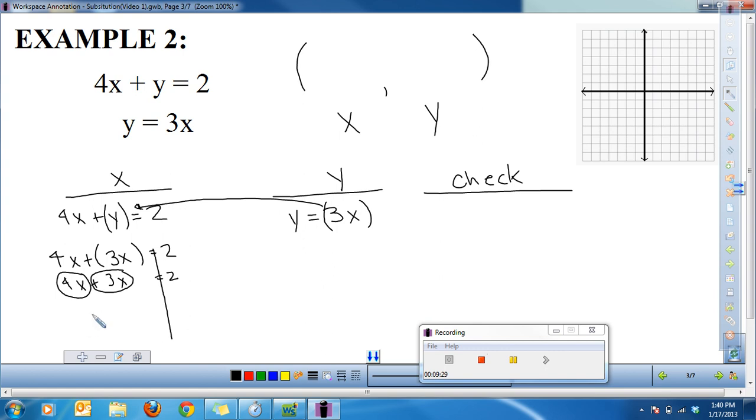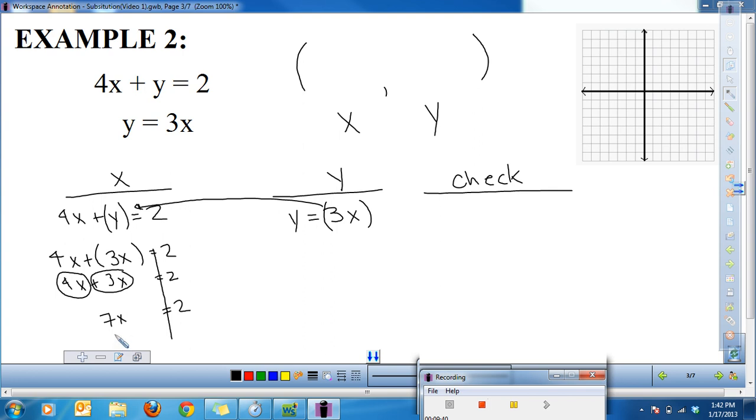4x and a positive 3x give me a 7x. That equals 2. Then I say, okay, how could I get x by itself? Well, this is saying 7 times x, so to undo times, I'm going to divide by 7. These cancel out, and I'm left with x equals 2 over 7.